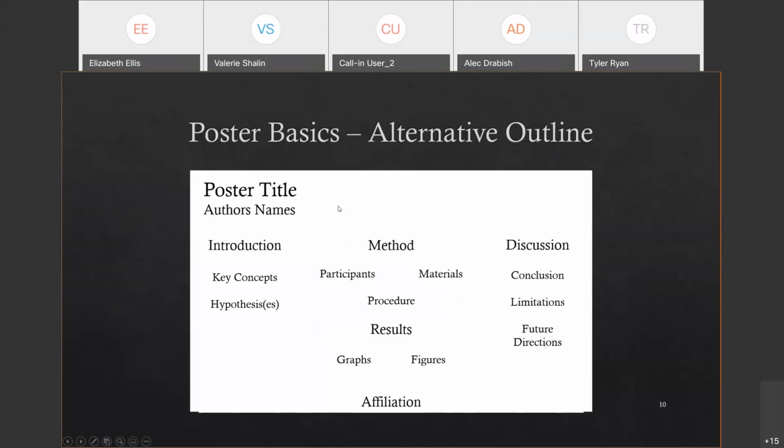Another alternative is this kind of funny one where you split it, you take the two middle columns and you stack them on top of each other instead. I find that this one works a lot better if, say, you have a poster that's two studies. And so then you can do study one methods, study one results, study two methods, study two results, and then have your overview, discussion, conclusion, and all that stuff. And obviously that works better if those two studies are very, very similar.